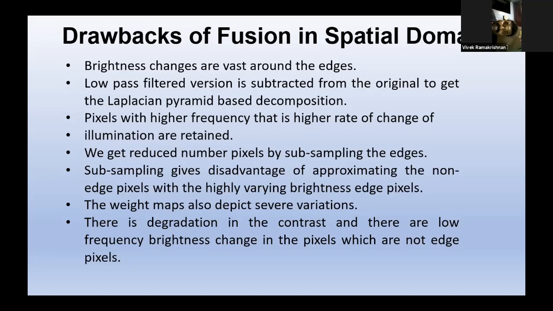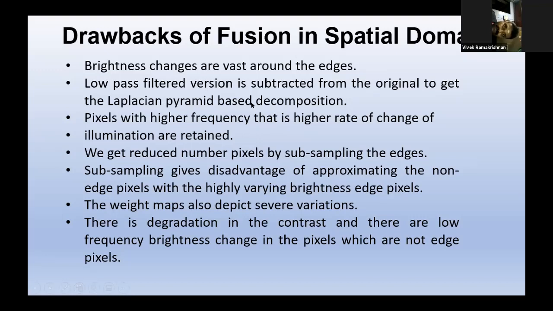That means extracting the saturation, or the contrast, or the well-exposedness of a particular pixel is an activity which can be avoided if we deal well with the transform coefficients themselves. So now we went across some drawbacks of the fusion observed in the spatial domain. That is, brightness changes are vast around the edges.